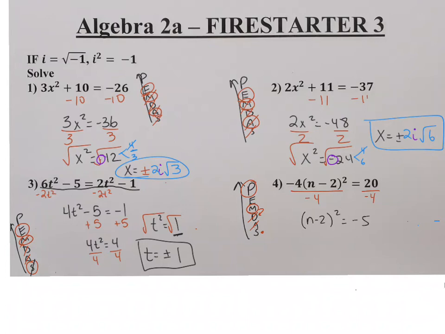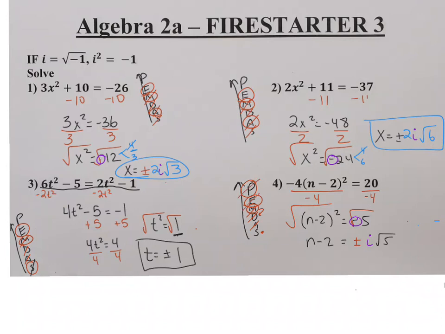Now, I have to get rid of the exponent. How do I get rid of the exponent? I square root both sides. Don't make the common mistake of getting rid of the exponent the wrong way. So I end up with n minus 2 equals, remember, whenever I square root both sides, plus or minus shows up. This time I do see a negative in the radical, so he gets to leave jail as long as he turns into I, and 5 stays in jail forever.